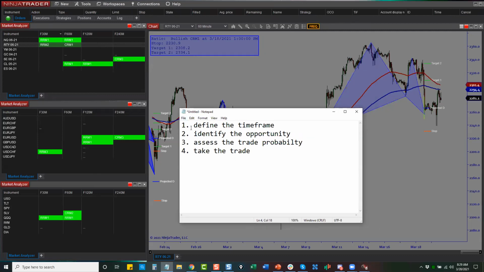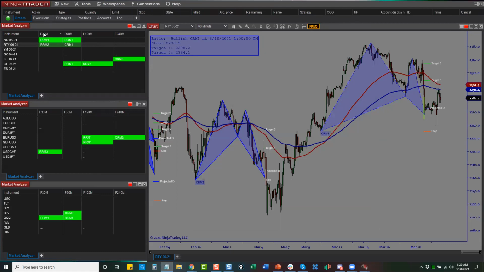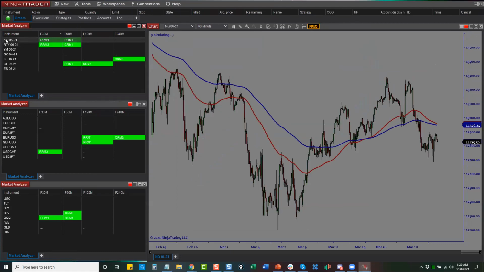So what I'm going to do is define the time frame. Let's say I wanted to do the 60-minute chart here for a second. Well, I know for a fact that I have an opportunity on the NASDAQ right now on the 60-minute chart. We'll give it a second to load. There it is. Okay, so let's just talk about it.